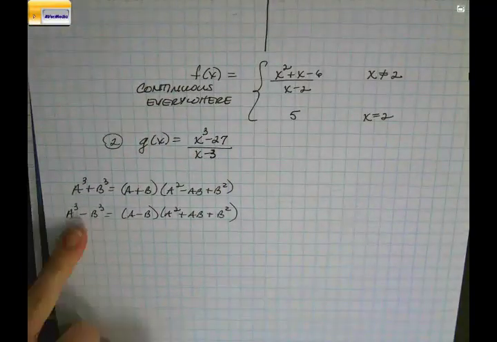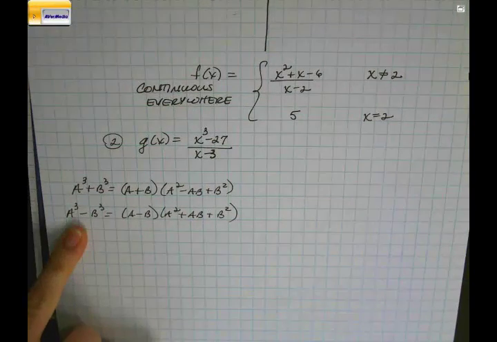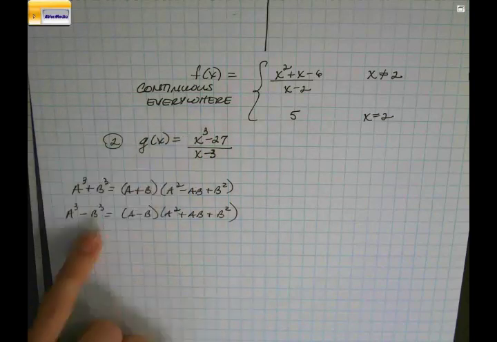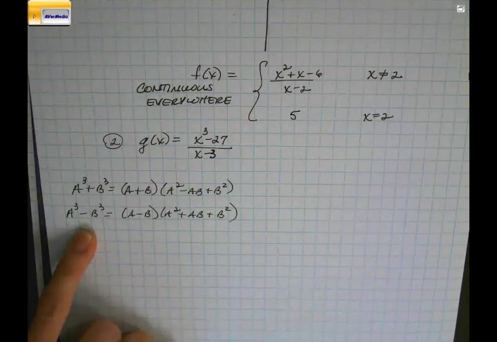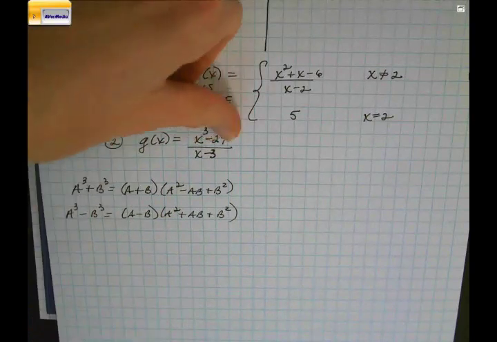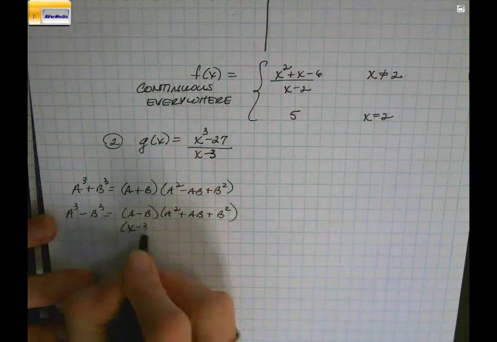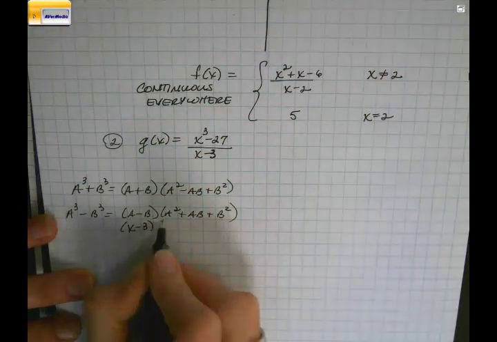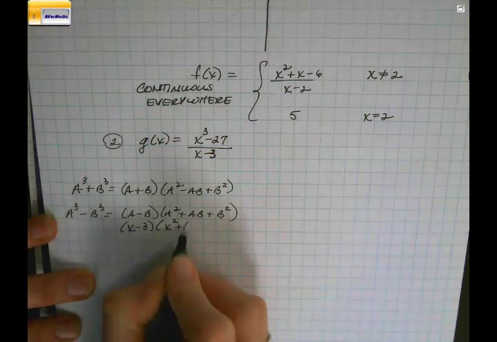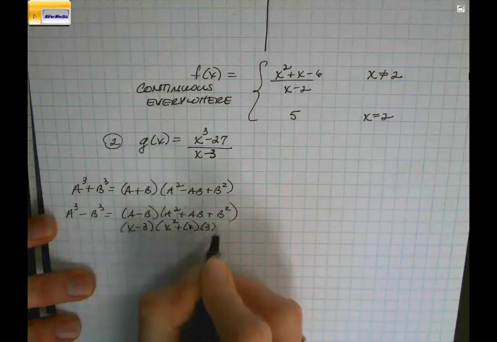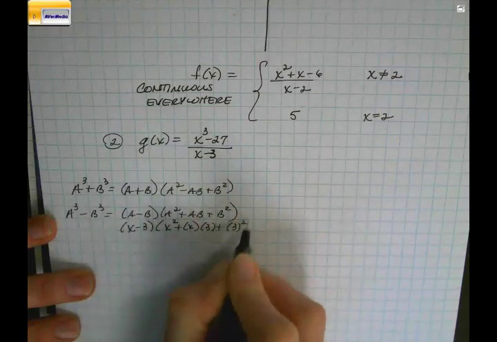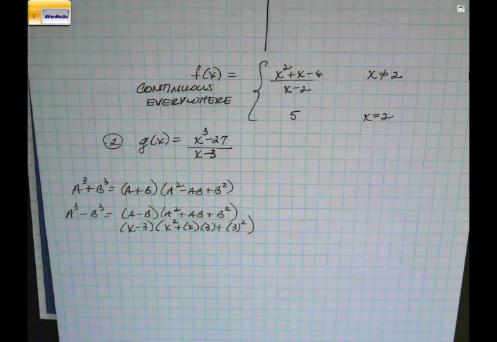So we have the subtraction version, and everywhere there's an a, we're going to replace it with x, and everywhere there's a b, we're replacing it with 3, because this is x cubed minus 3 cubed. So everywhere there's an a, I'm putting an x, and everywhere there's a b, I'm putting a 3. So there it is.